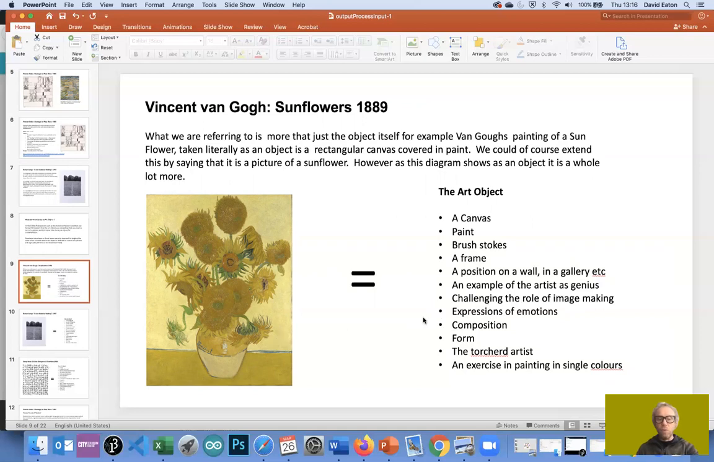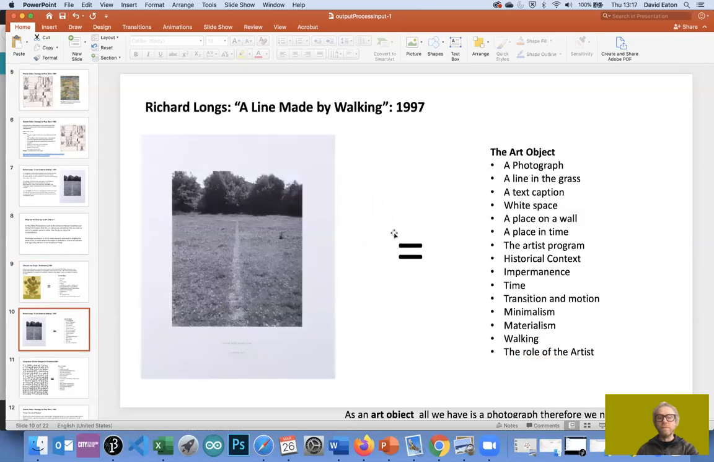His images and works were very much about expressing emotion and feeling. There's formal composition, okay, and that might extend to ideas that he's had with different ways of making art. For example, a lot of the Sunflower series were exercises in working with very limited color palettes. So we can see here that the art object now is becoming much bigger than this notion of what we mean by an object of art.